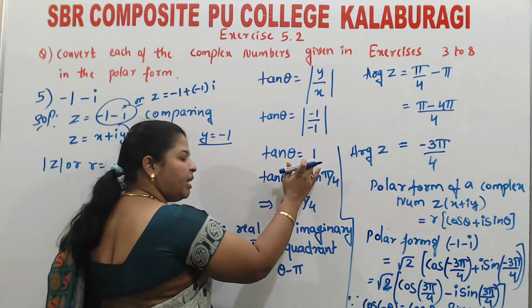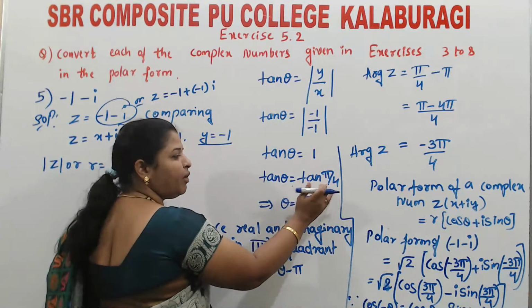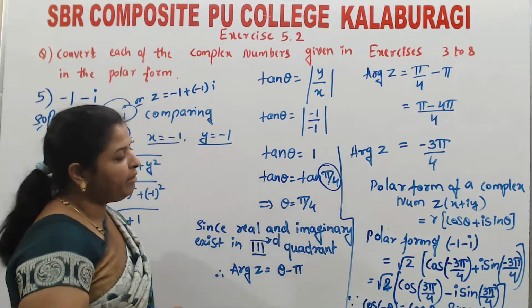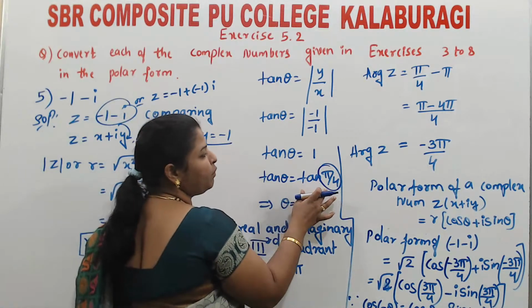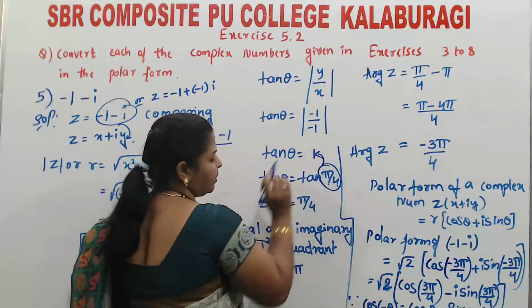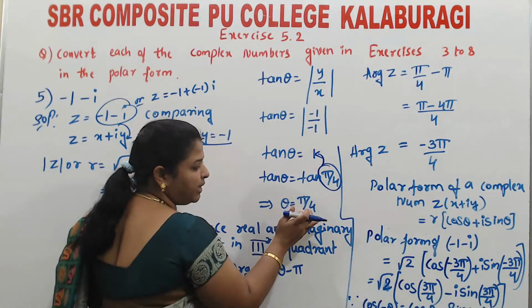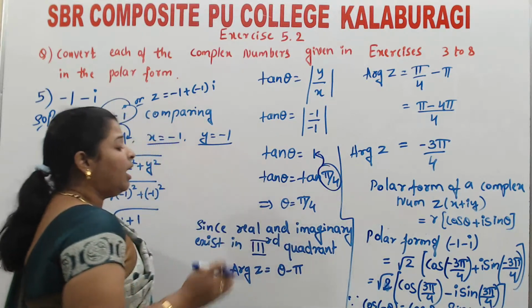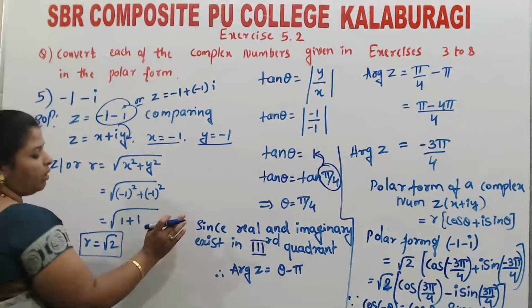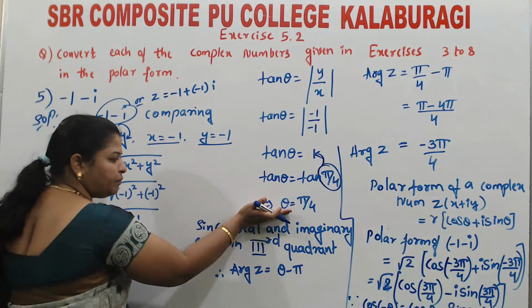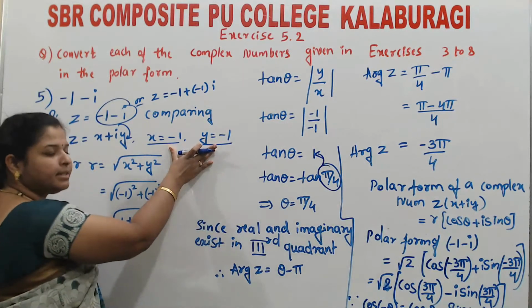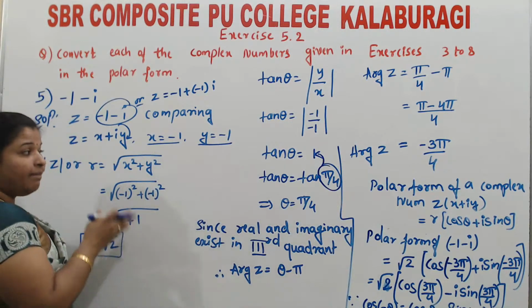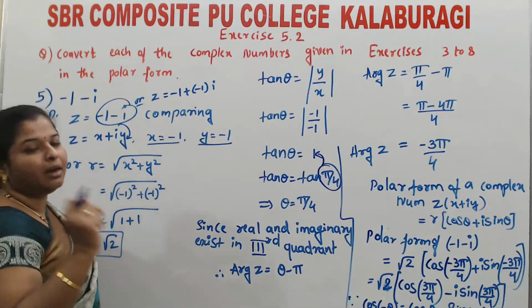In which angle is the tan value 1? Tan 45 degree. We write 45 degree in radian form, so in radian form we can write pi by 4. Tan pi by 4 is equal to 1, which implies that theta is pi by 4. After getting the value of theta, we have to check in which quadrant the complex number exists, right? x is negative, y is negative, which means the given complex number exists in the third quadrant.